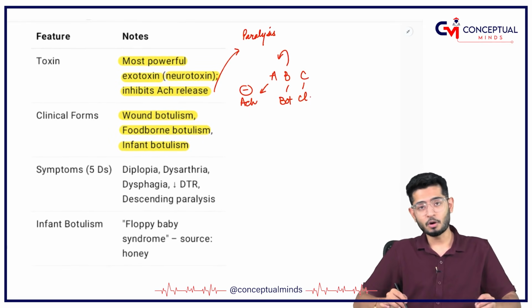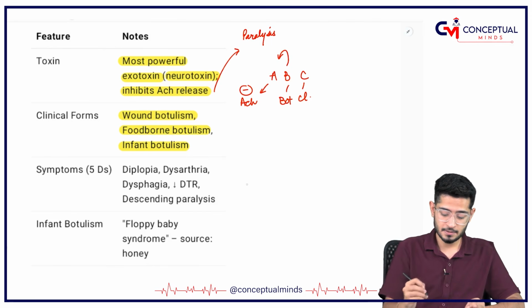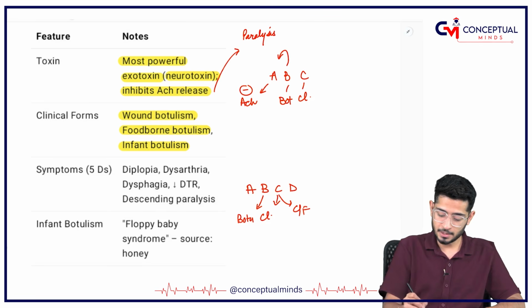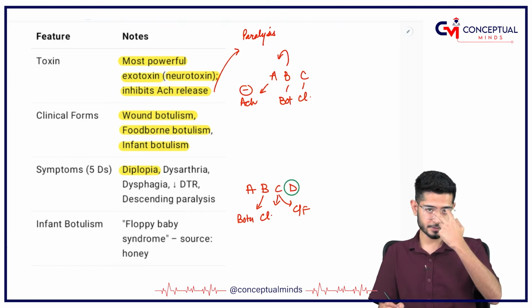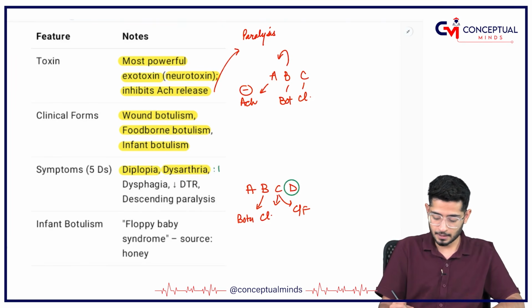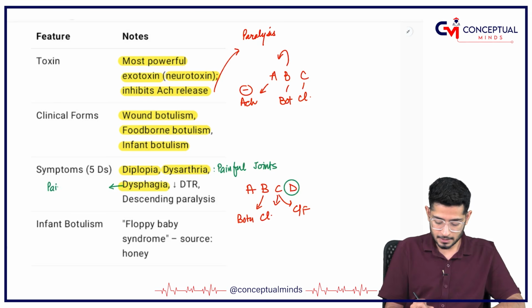The symptoms all start with D. So remember C, A, B, C, D: C for Clostridium, B for botulism, C for clinical features from D. What is D? D for diplopia, double vision, dysarthria, and dysphagia, not able to eat properly, painful eating.